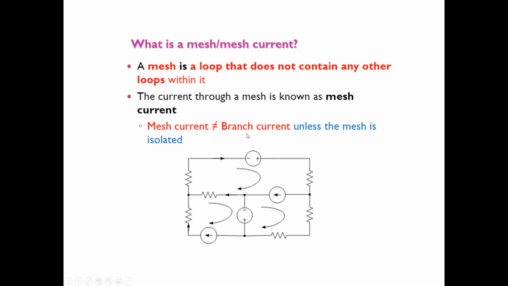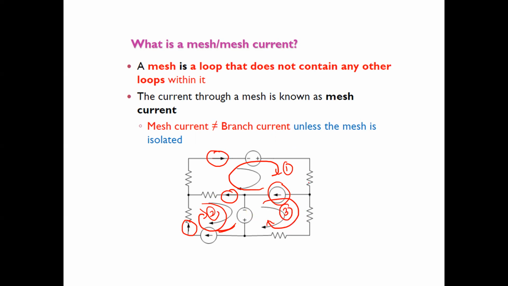As you can see, this is what we call branch current: branch current number 1, branch current number 2, branch current number 3, and branch current number 4. The mesh current is actually the overall current going around a closed loop. So this is mesh current number 1, this is mesh current number 2, and this is mesh current number 3.